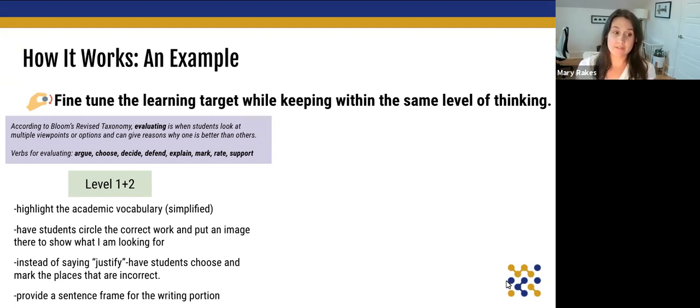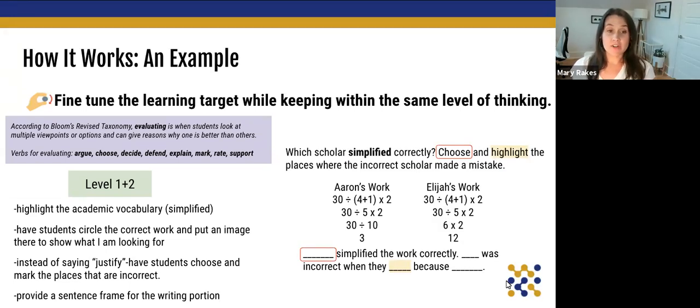Instead of saying the word justify, I'm going to have students choose and mark the places that are incorrect, because I know that those are words that are also asking students to still evaluate. I'm also going to provide a sentence frame for the writing portion, because my students that are level 1s and 2s may not quite realize that when I ask them to justify their answer, they're being asked to write something. So this is what it could look like.